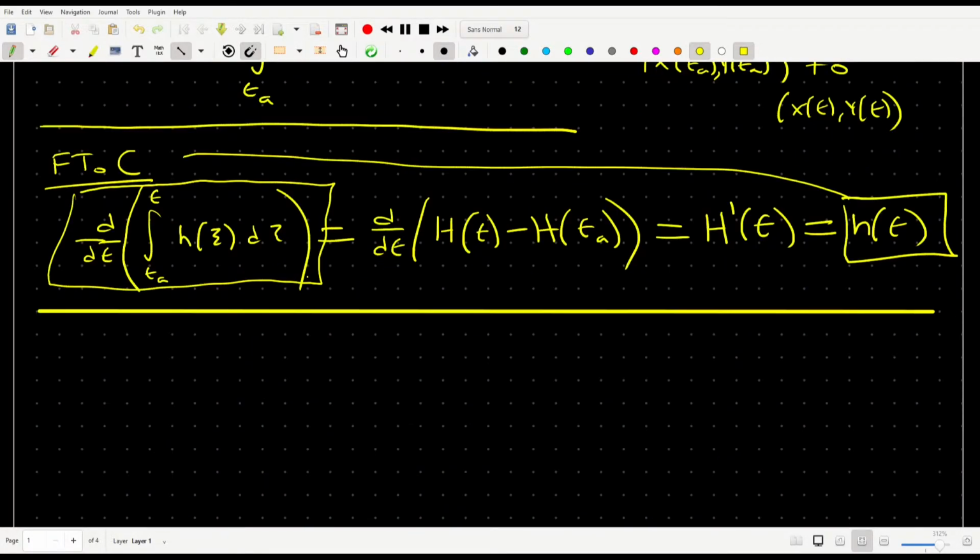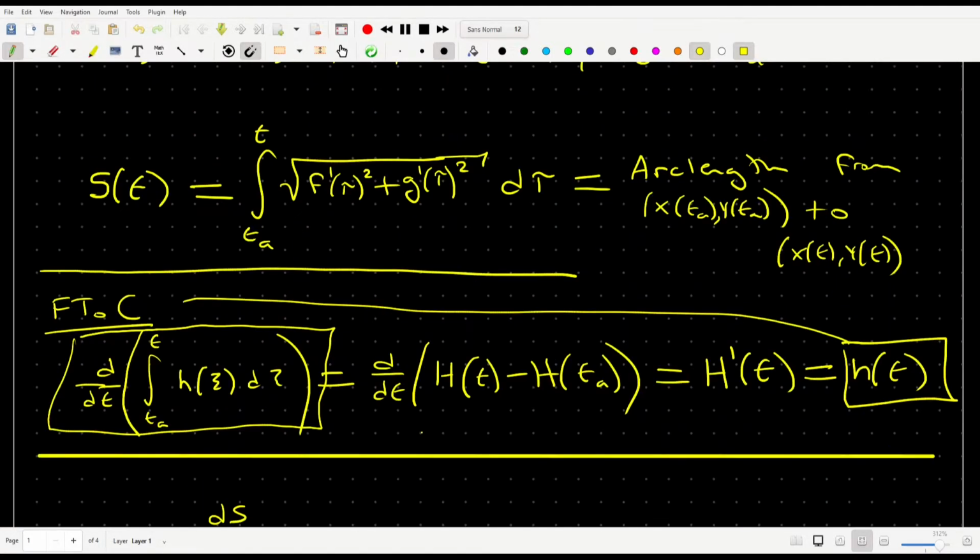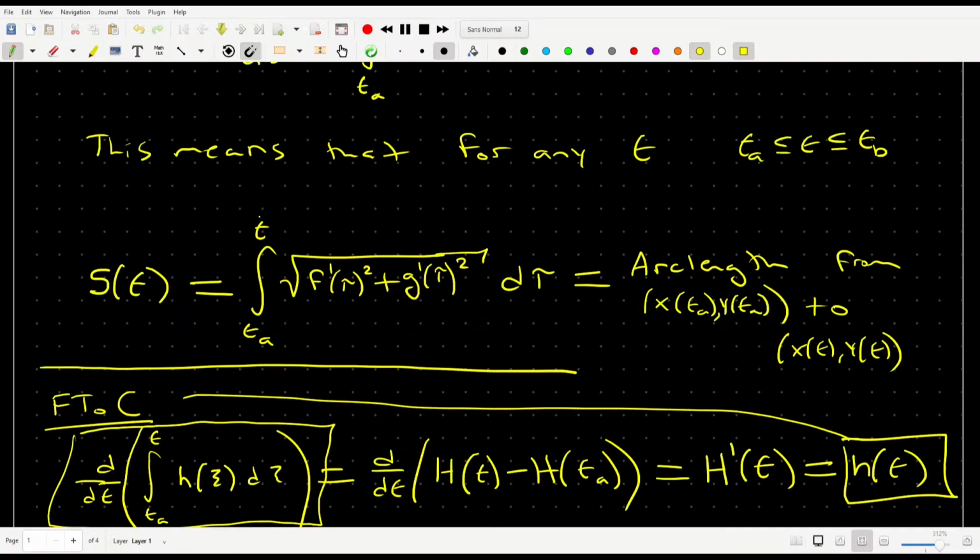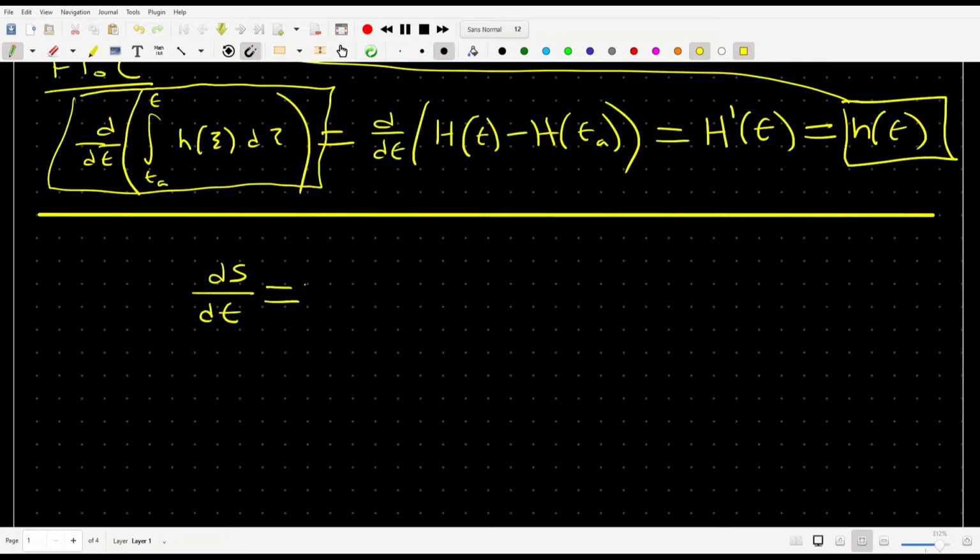So what this is telling us is that the rate of change of arc length with respect to time, or ds dt, the derivative of this integral with respect to t, is going to be the square root of f prime of t squared plus g prime of t squared. And so this is a very neat observation and connection.